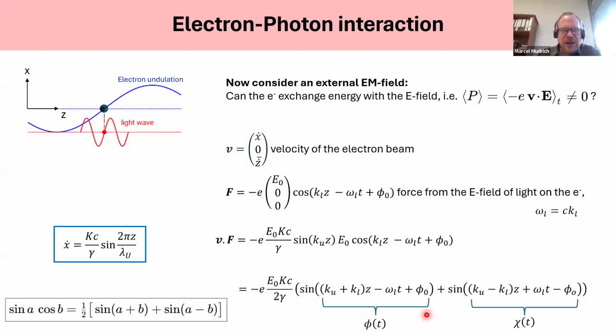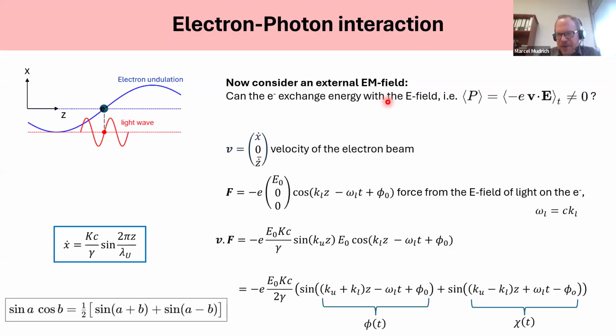Okay, so that's a repeat. Now we start with something new. What we do now is consider an additional external electromagnetic field. So we have the undulator motion, the undulation of the electron as it passes through the magnetic field, and we add an extra external light field. And now the question is, can this light field interact somehow with the electrons and exchange energy? Can the light field accelerate or decelerate the electrons? Can there be any kind of energy exchange between the light field and the electrons?